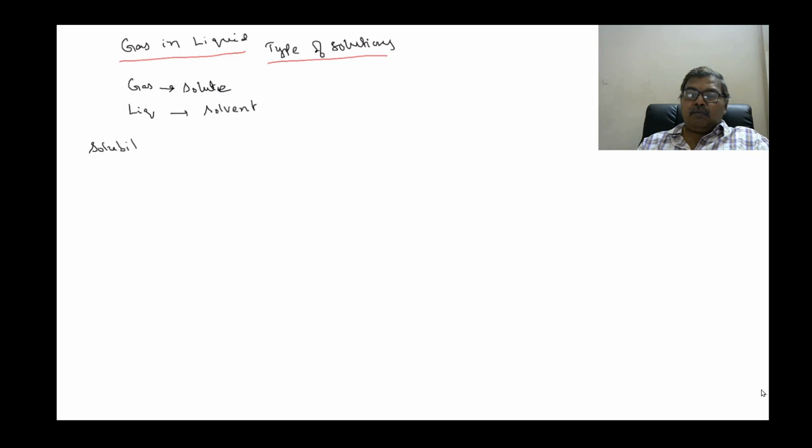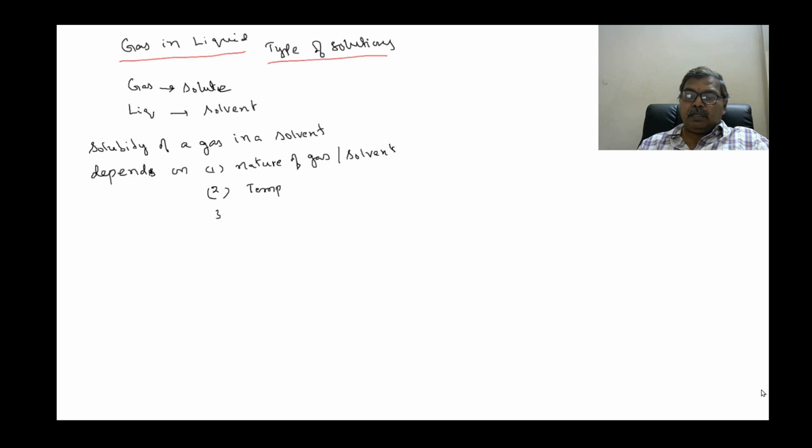Solubility of a gas in a solvent depends on three important factors: number one, nature of gas and also nature of solvent. Number two, temperature, and number three, pressure.